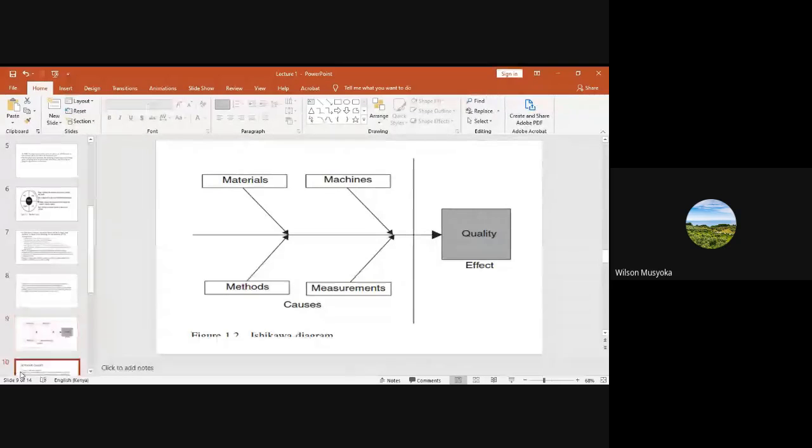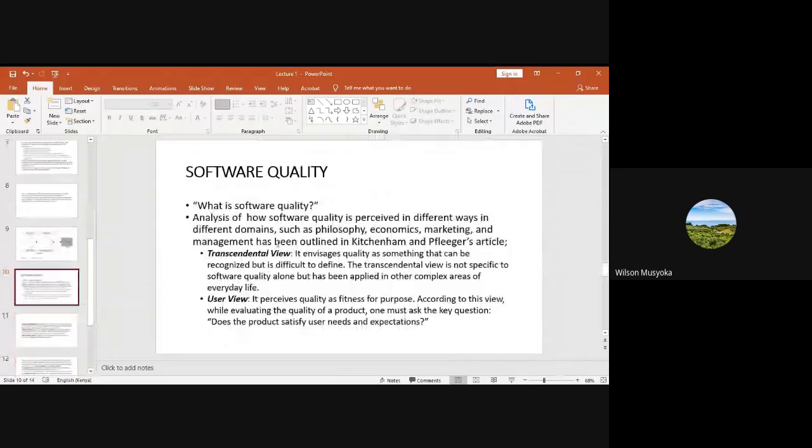So after understanding that aspect of cause and effect, then we look at software quality, because this is very specific. Again, software quality is also perceived from different angles, or it is understood from different areas. So in different domains such as philosophy, economics, marketing, and management, you will find that there are different definitions of quality or software quality. One of the definitions is the transcendental view.